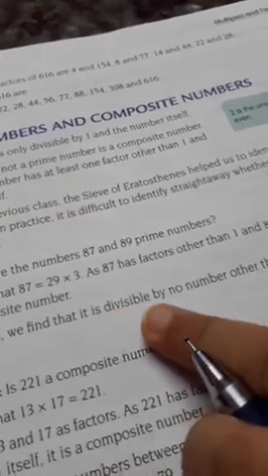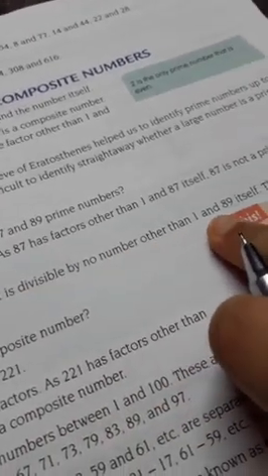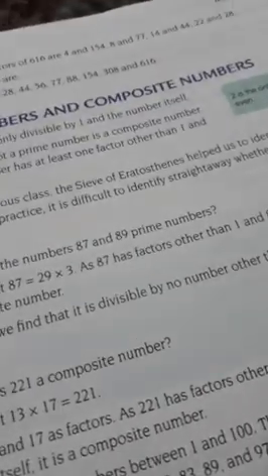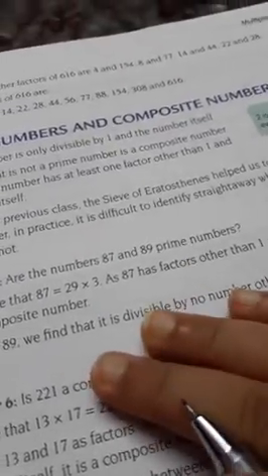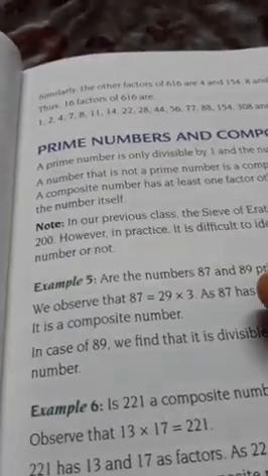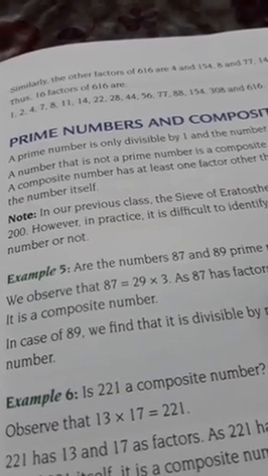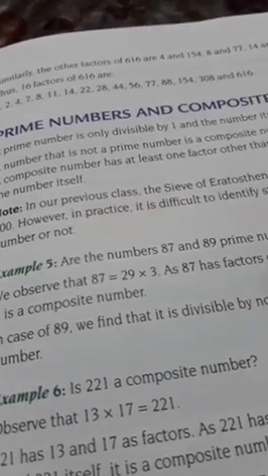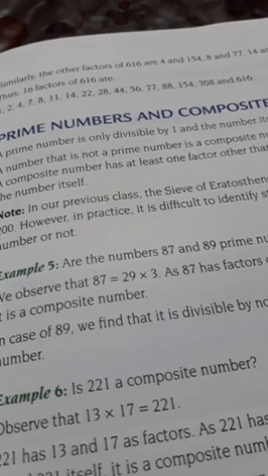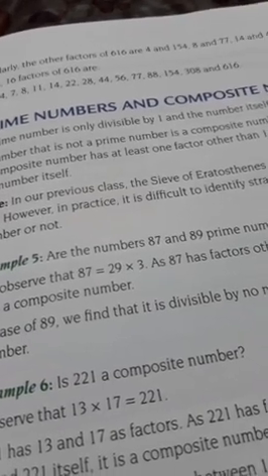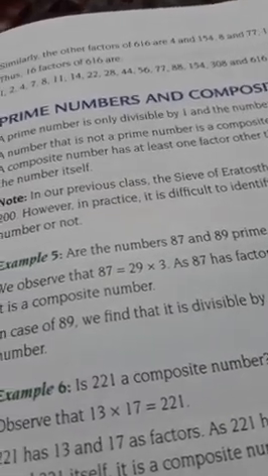In the case of 89, we find that it is divisible by no number other than 1 and 89. So that's why 89 is a prime number, because it is divisible only by 1 and the number itself. And 87 is a composite number, because it is not a prime number; it has at least one factor other than 1 and the number itself.